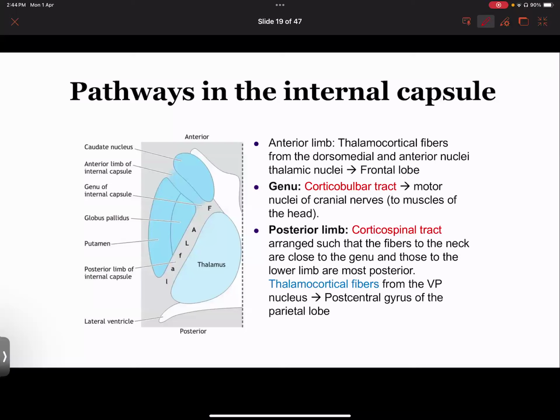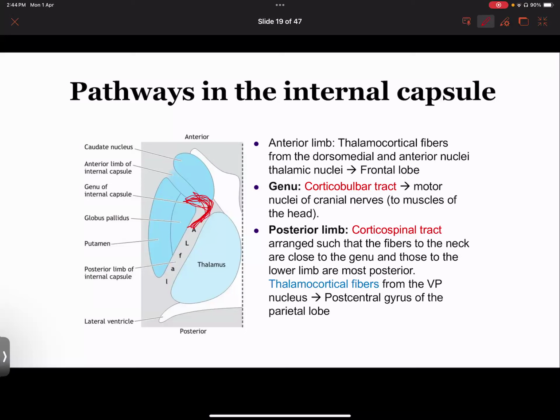So with the anterior limb, we have the thalamocortical fibers to the dorsal medial and the anterior nuclei. Let's remember, what do the dorsal medial and anterior nuclei do? They're concerned with memory, emotions, mood, arousal, and all of these go and relay in the frontal lobe. So anything that affects the anterior limb, we're going to have behavioral changes, memory loss, amnesia. So this is the anterior limb.